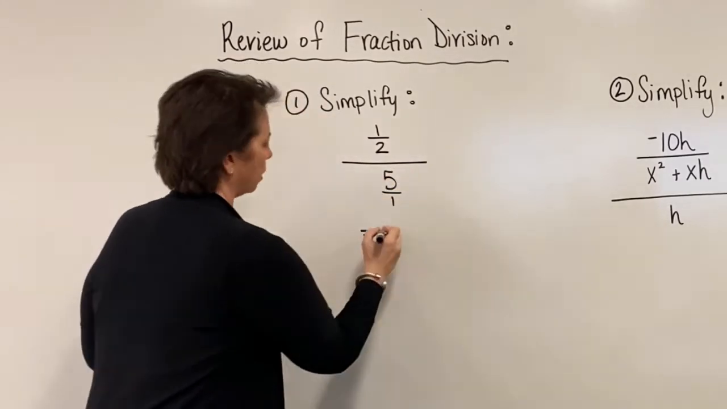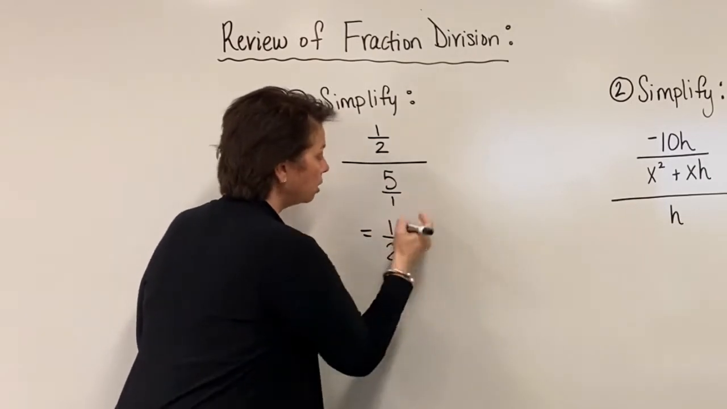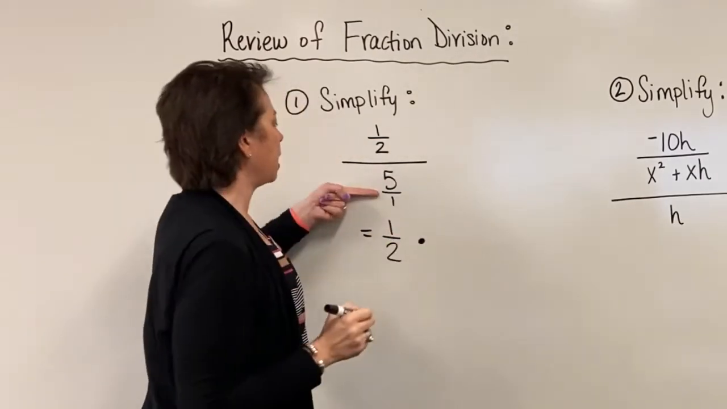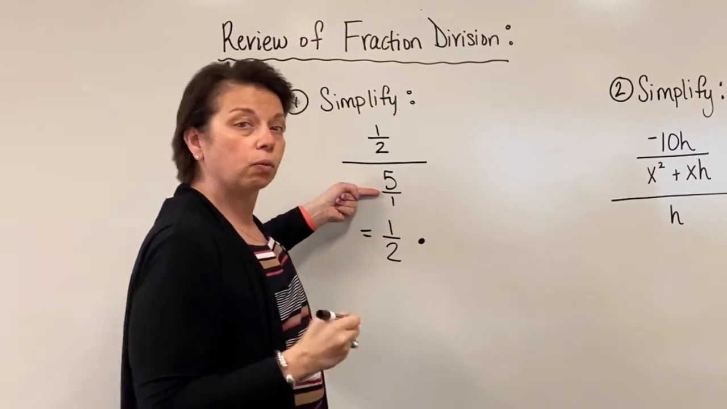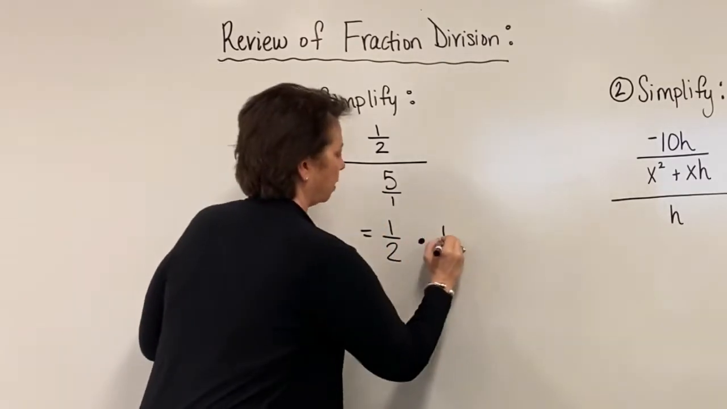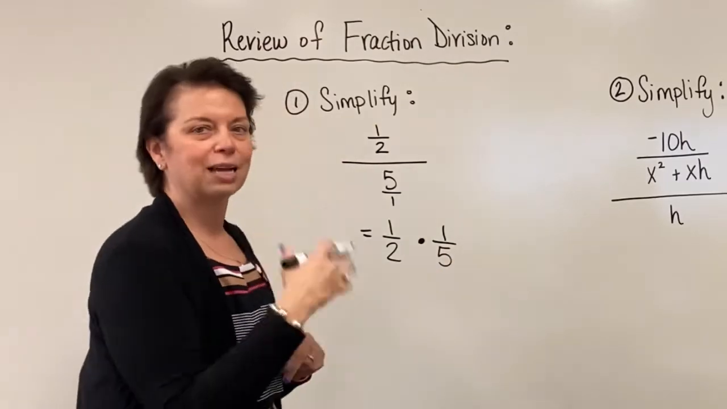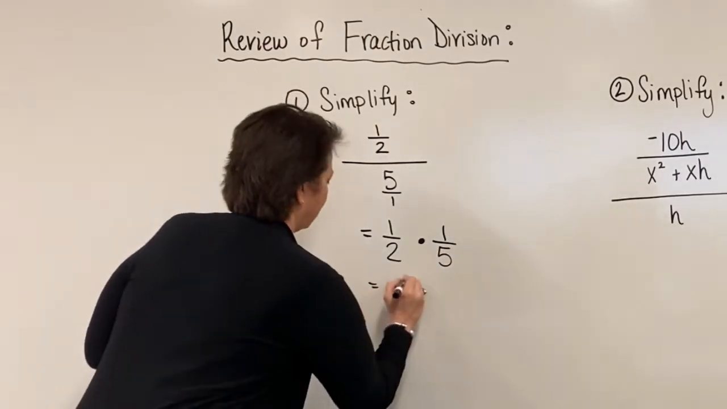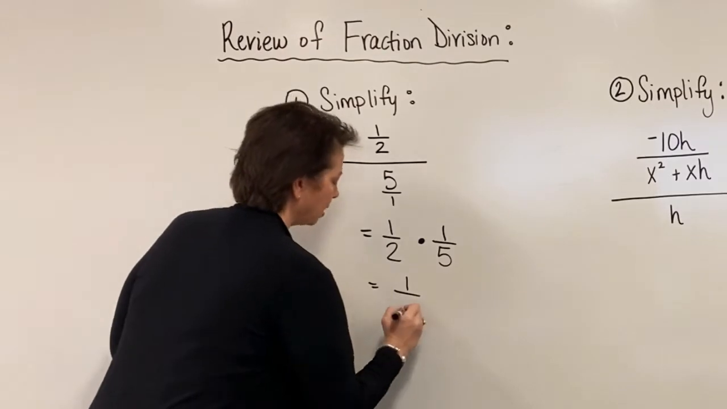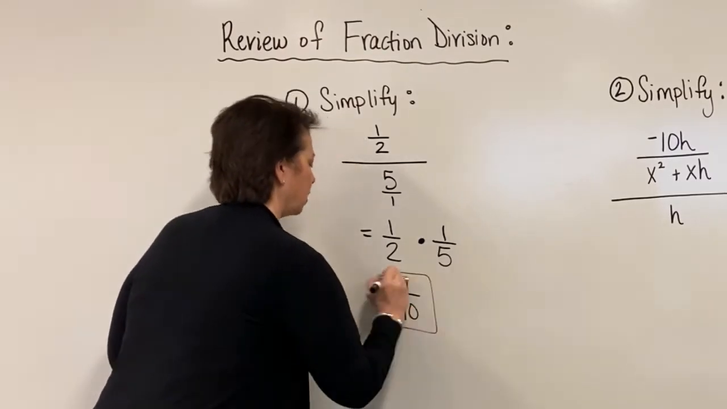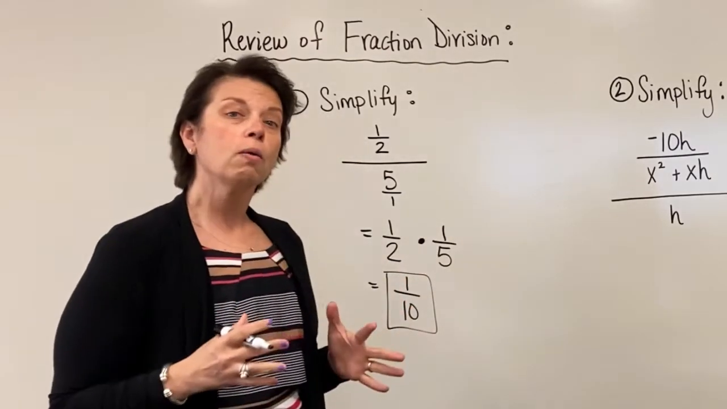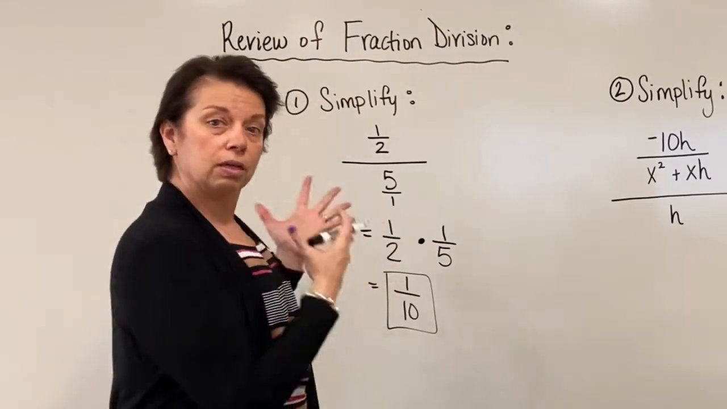This particular value is equal to 1/2. Now, change the division to multiplication, as I mentioned, and then reciprocate 5 over 1 to be 1/5. And then we carry out the multiplication right straight across. 1 times 1 is 1. 2 times 5 is 10. In this situation, we have 1/10. So this is what we would do if we have fraction division with numbers.